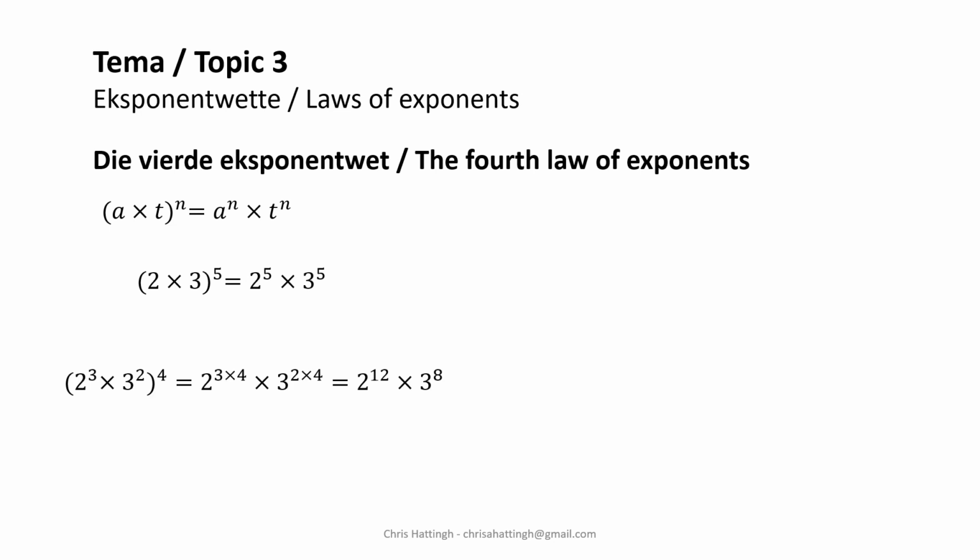If you get 2 to the power of 3 times 3 to the power of 2 to the power of 4, for the 2, you're going to say 3 times 4. And for the 3, you're going to say 2 times 4. So your final answer will be 2 to the power of 12 times 3 to the power of 8.